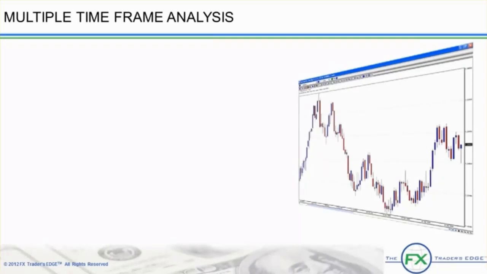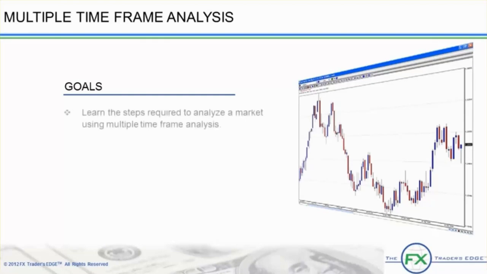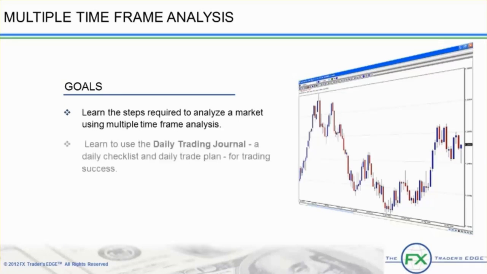The daily trading journal with the daily checklist and daily trade plan firms up the trading plan for the day so that you are able to implement the Elliott Wave trading map with decisive actions. The goals of this final section are to learn the steps required to analyze a market using multiple time frame analysis. This is accomplished using the daily trading journal, consisting of the daily checklist and the daily trade plan. This focus is imperative for trading success.